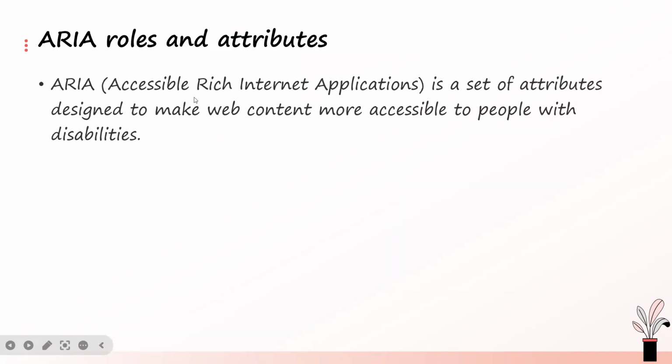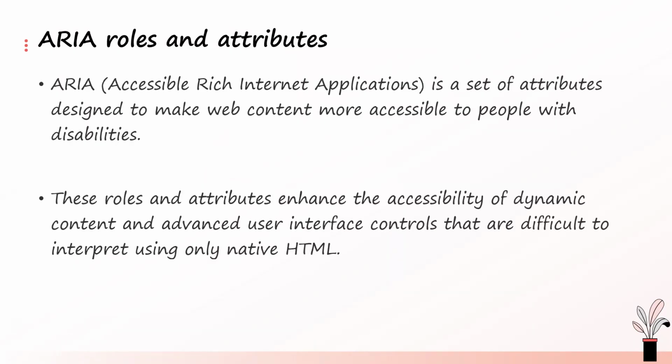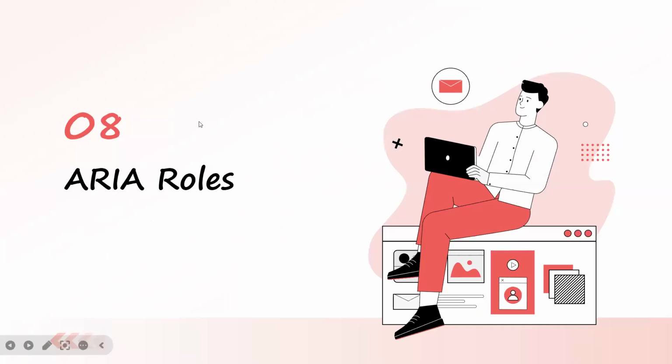Of course, ARIA is Accessible Rich Internet Applications. It's a set of attributes designed to make web content more accessible to people with disabilities, especially for use with non-semantic elements. These roles and attributes enhance the accessibility of dynamic content and advanced user interface controls that are difficult to interpret using only native HTML. Now, sometimes you generate dynamic content or advanced user interfaces. So for you to do this and achieve accessibility, you have to use these roles and attributes, okay? So ARIA roles, let's take a look at some of them.